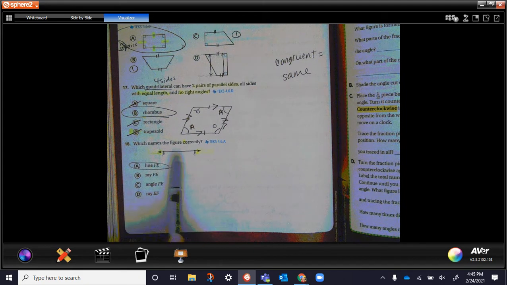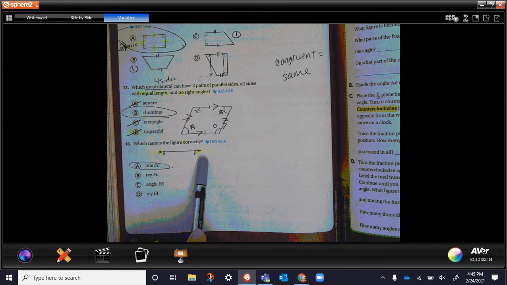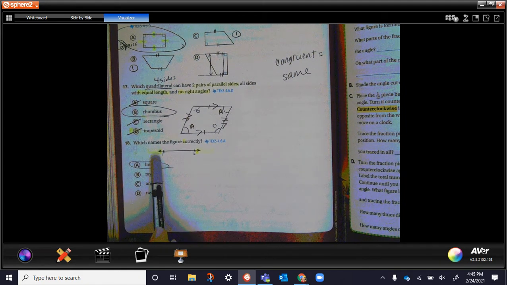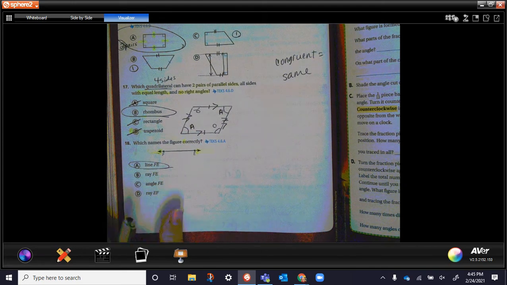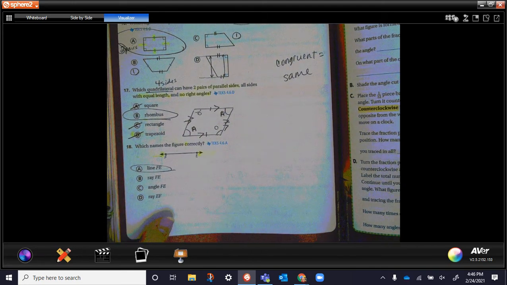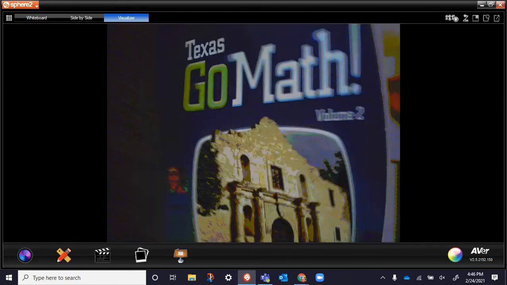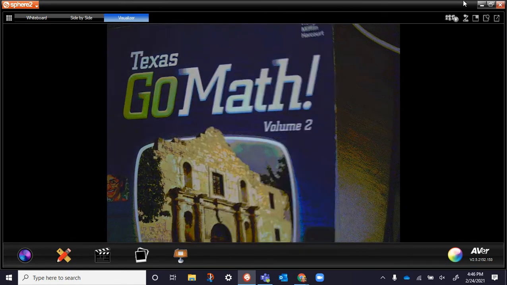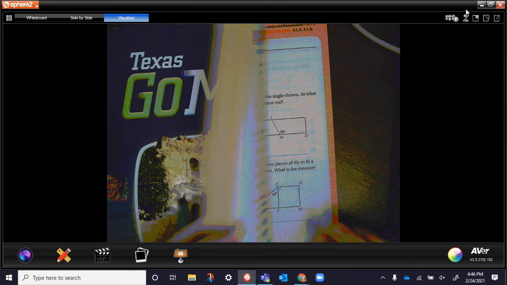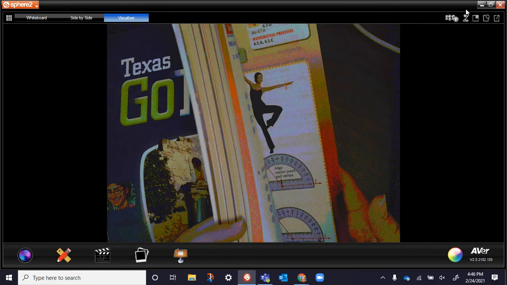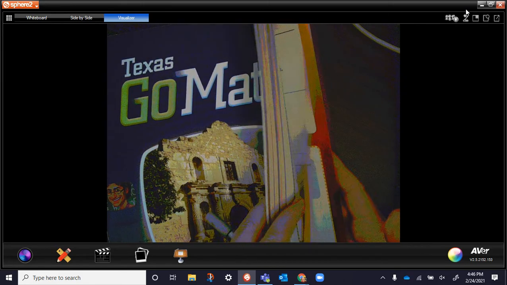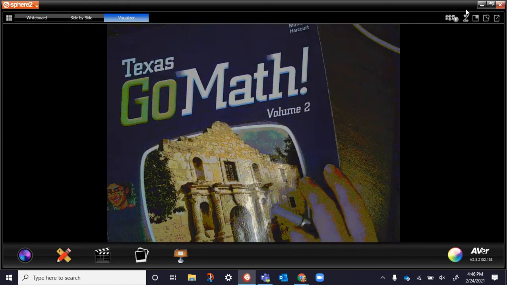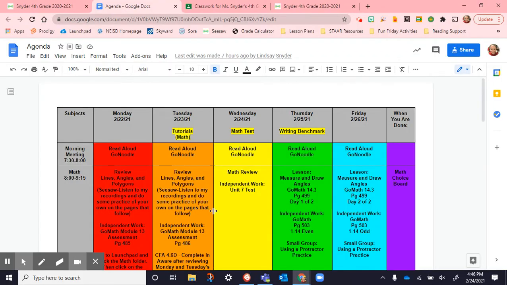This one is a line because we see the arrows on the side, which show that it goes in both ways, continuous forever and ever. So line FE. Once we did that in our book, which was on pages 485 and 486, let me see if I can find it real quick. Oh, right there.